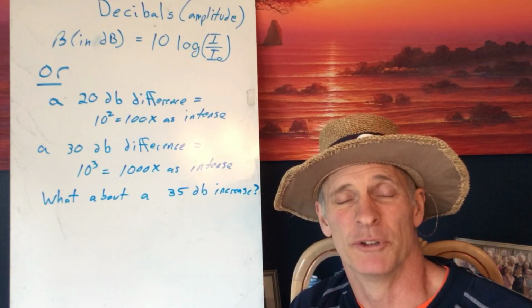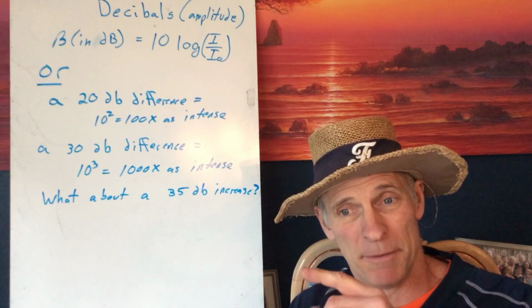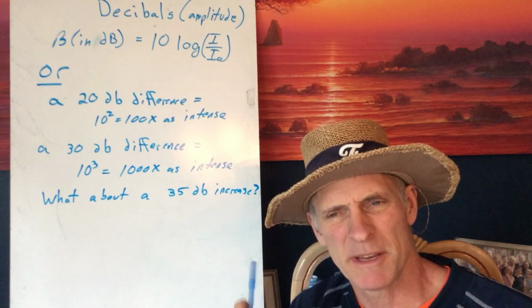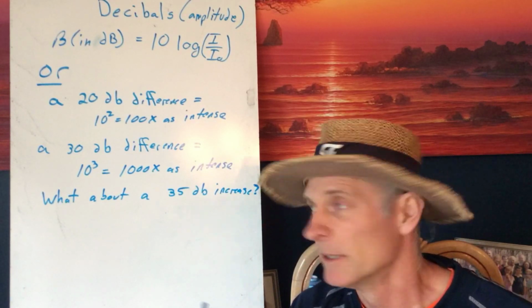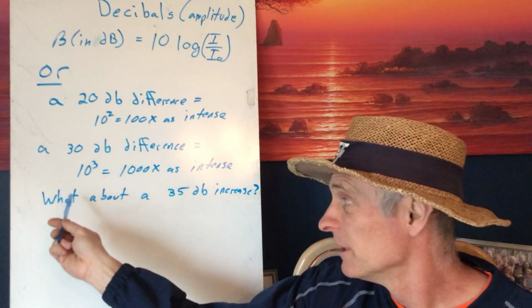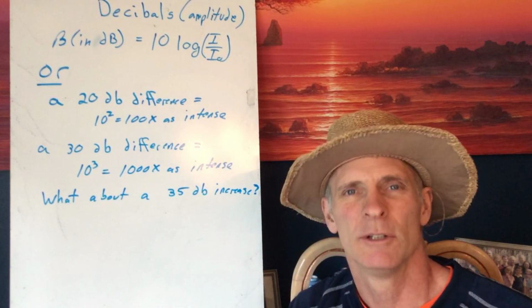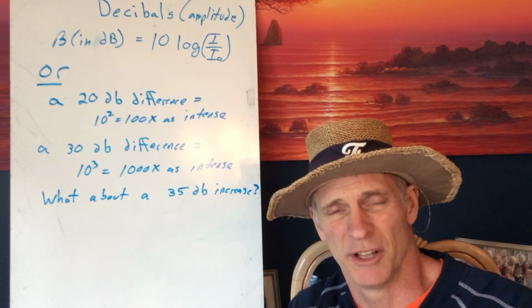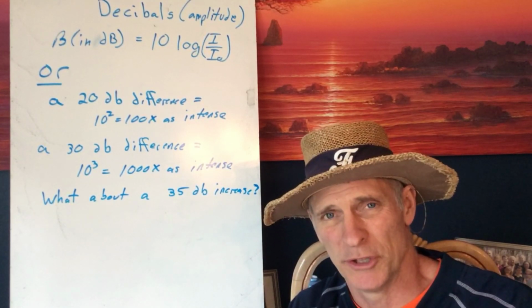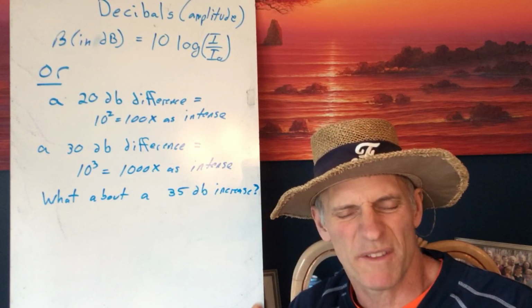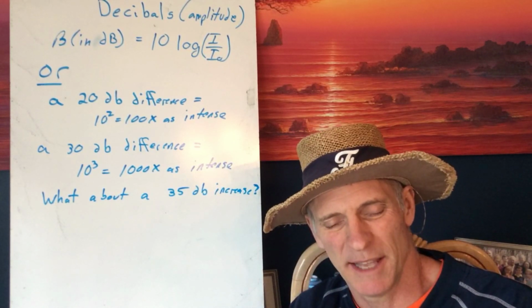A 30 decibel difference, if you divide 30 by 10, you'll get 3. So 3 becomes the exponent in base 10. So a 30 decibel difference is 10 to the third power, or 1,000 times as intense. Once again, you work with decibels all the time in math class, so I'm sure you're going to be pretty decent at this. The last part is, what if I had something that wasn't in base 10?